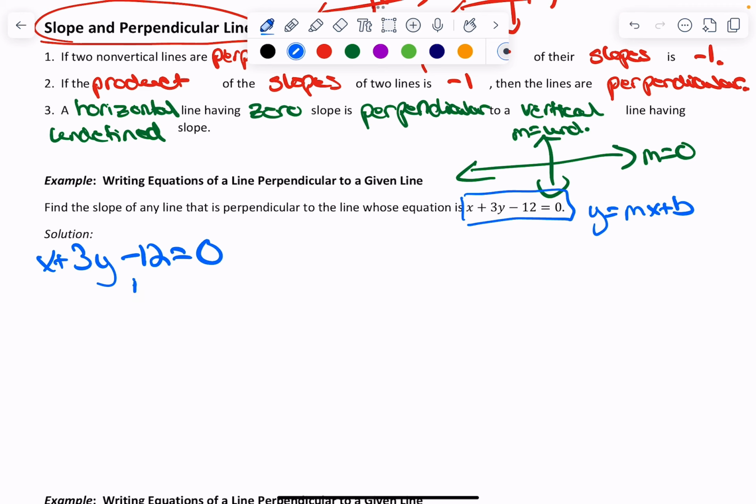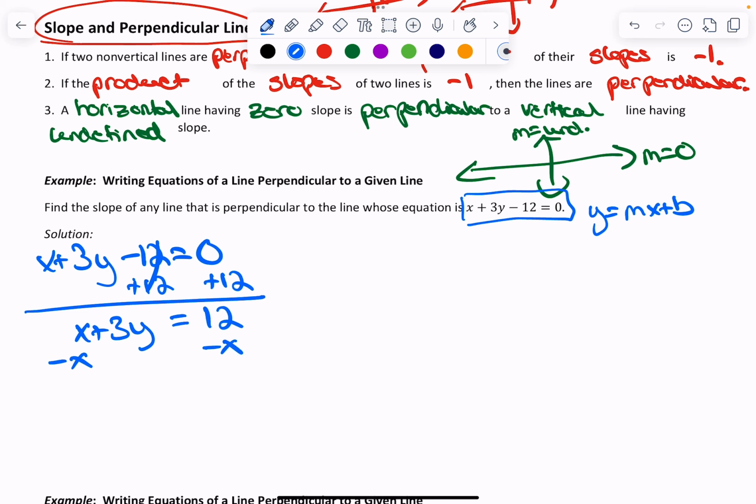So I'm going to add the 12 to both sides, and it really doesn't matter. We could move the x at the same time, but I decided to do it this way. So I'm going to subtract x from both sides to cancel that out. So 3y equals negative x plus 12. Then we are dividing by 3.